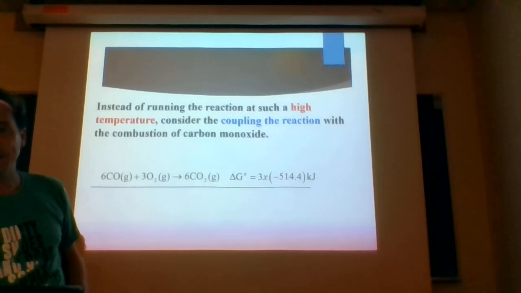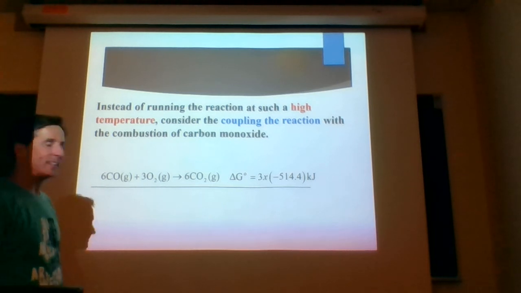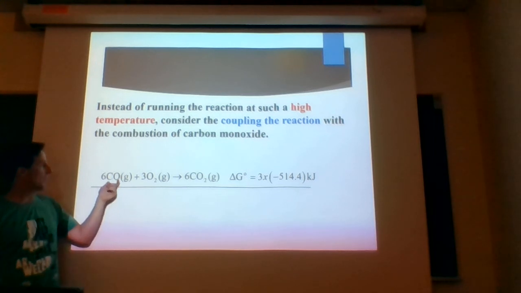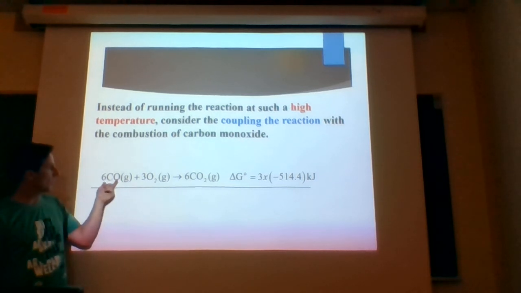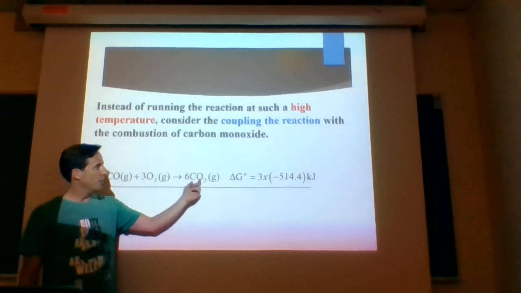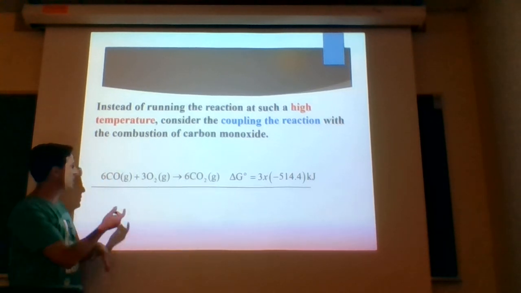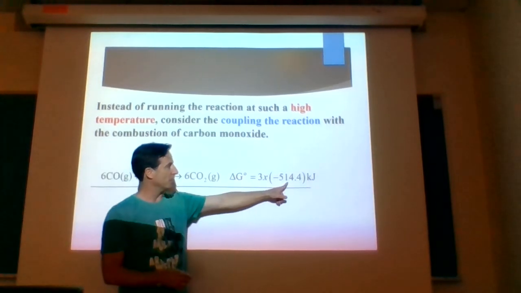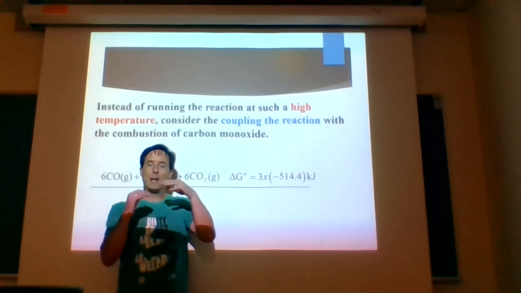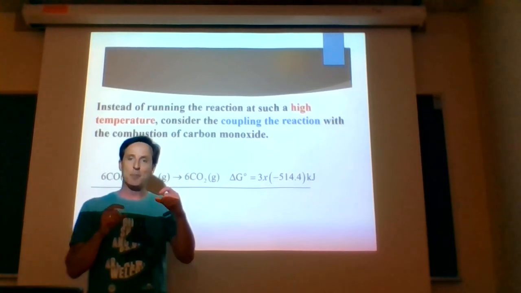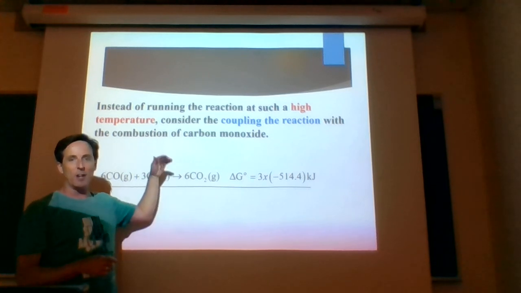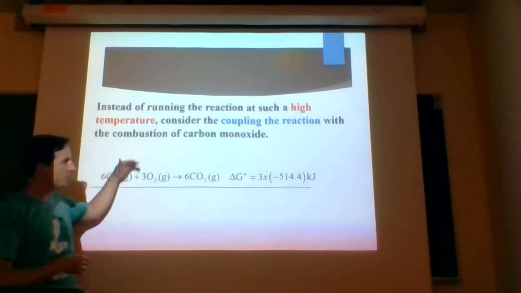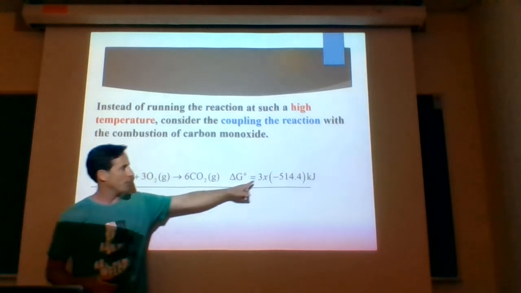So instead of running the reaction at such a high temperature, we're going to combine it with another reaction: the combustion of carbon monoxide. If we burn CO with O2 to make CO2, and we normally balance this equation, it'd be 2 to 1 to 2, and the delta G for that reaction would be negative 514. Now, when we combine them, we have to look at the stoichiometry and make sure everything matches up, specifically the electrons of the oxidation and reduction. Again, that's a chapter 20 thing. But all in all, to balance this equation, we have to triple this one, so that's why we tripled that.